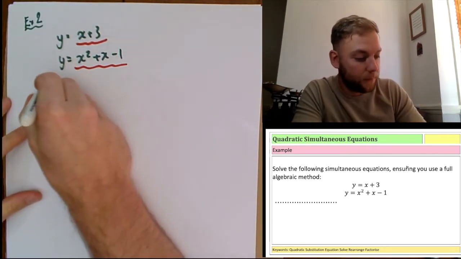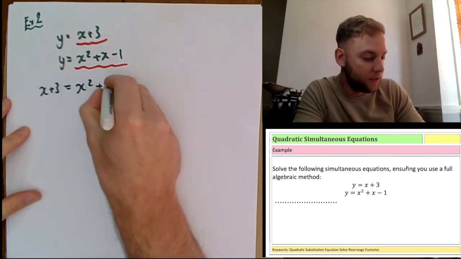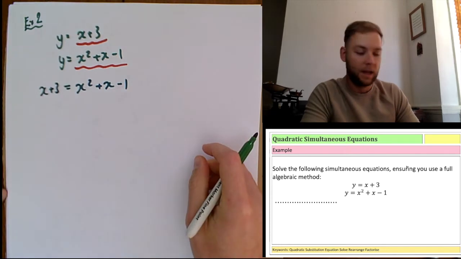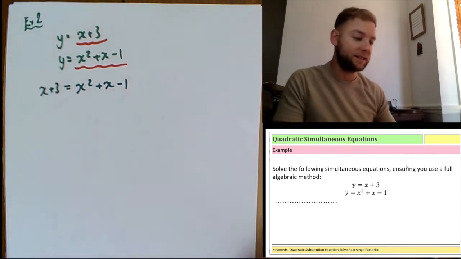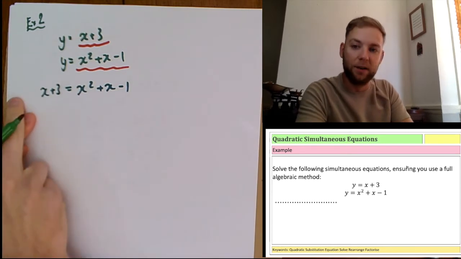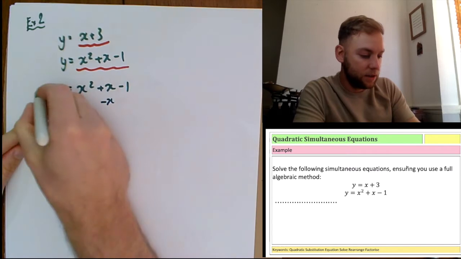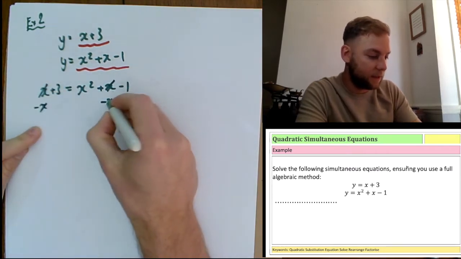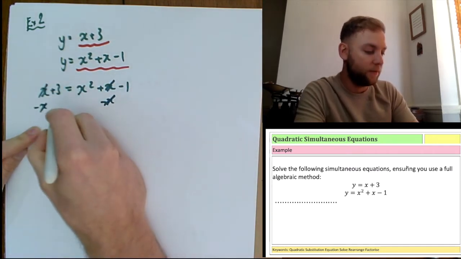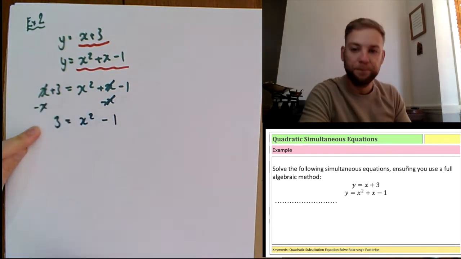So I've got x plus 3 is equal to x squared plus x minus 1. And then I need to solve it very similar to last time. Now the reason this one gets a little bit trickier is because actually we don't have the x squared on this side. So I'm going to minus the x and minus the x. So if I take away x from this side and take away x from this side, I'm just left with 3 is equal to x squared minus 1.